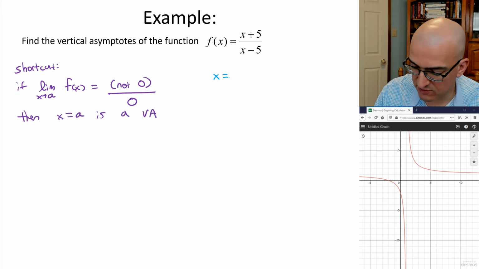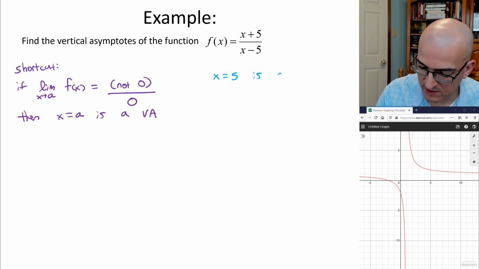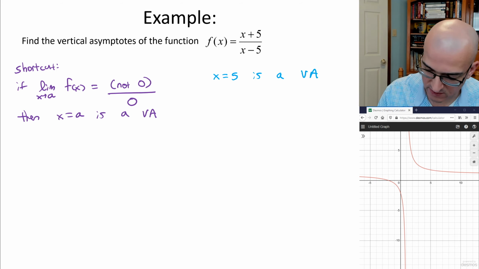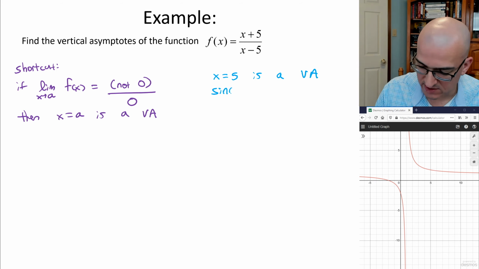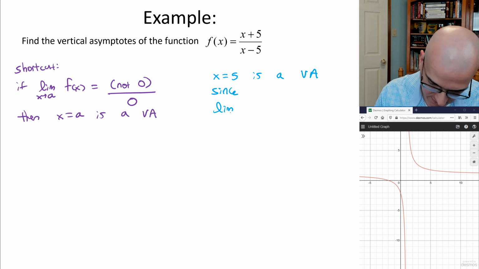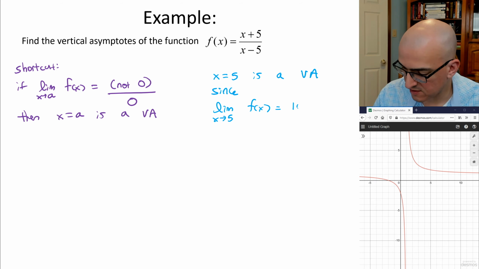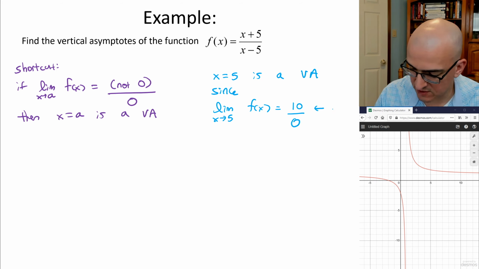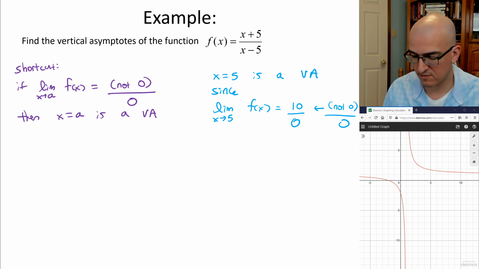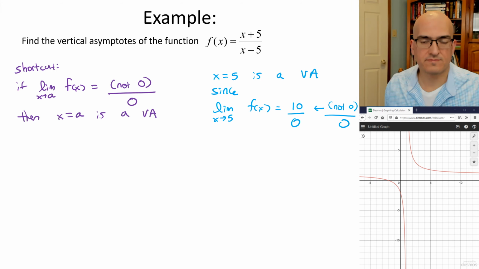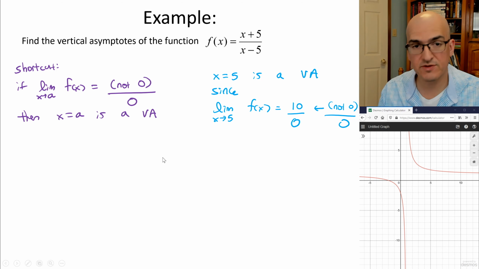So I'll say x equals 5 is a vertical asymptote since the limit as x approaches 5 of f of x equals 10 over 0, which is not 0 divided by 0. That's it. So the answer is x is equal to 5.